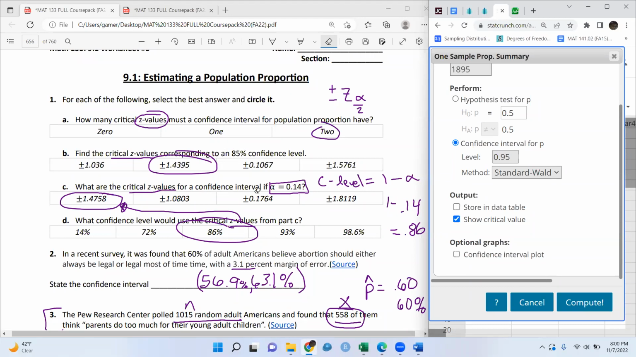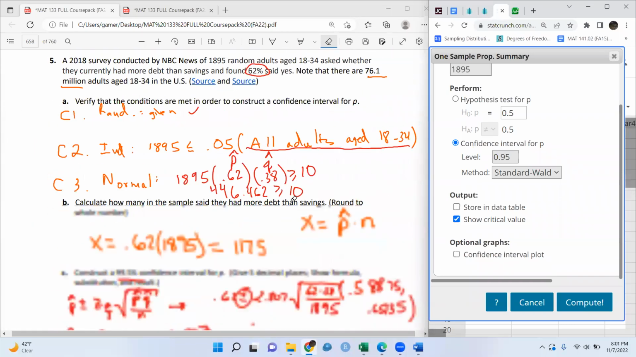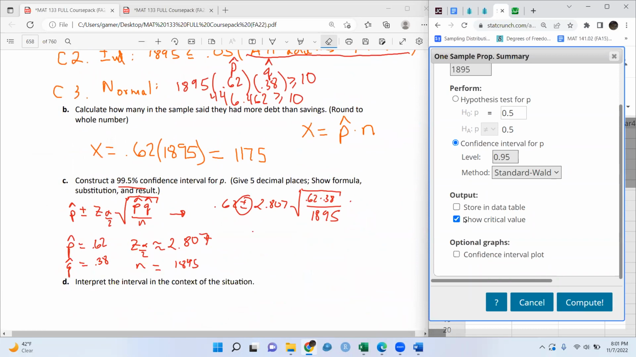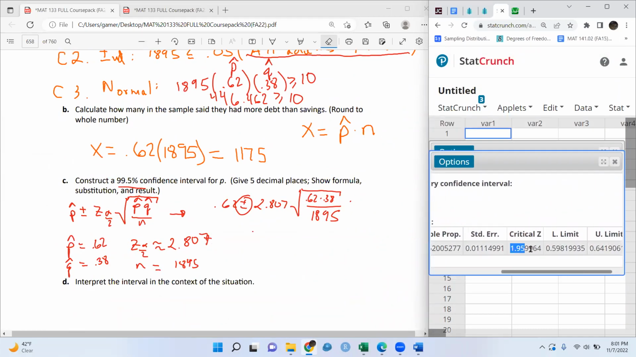Up here, you have no choice but to do what Cindy was showing you. We're asking, what are the critical Z values? Well, you don't know a P hat or an X or an N or anything, so you have to go to the normal calculator and plug in the between to get it. But when you're doing a confidence interval, if you want to save yourself some time, you just click show critical value and it's thrown into the table for you.